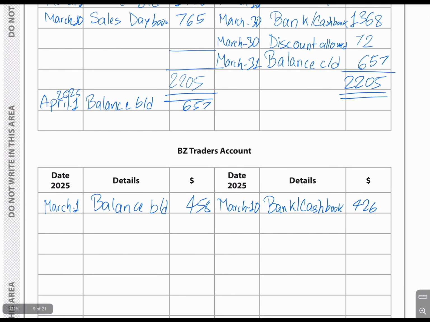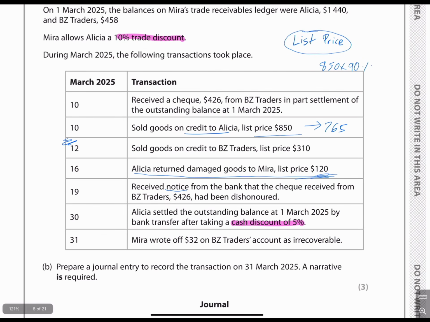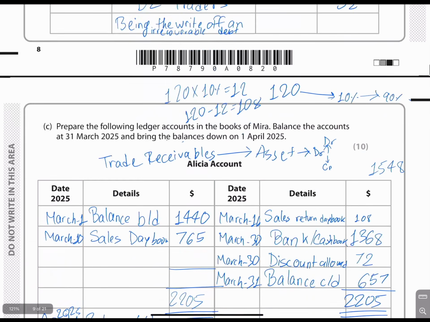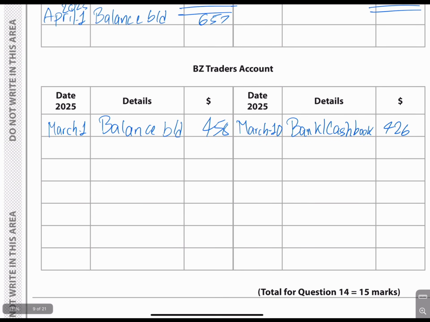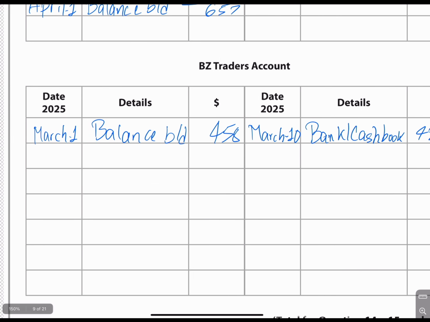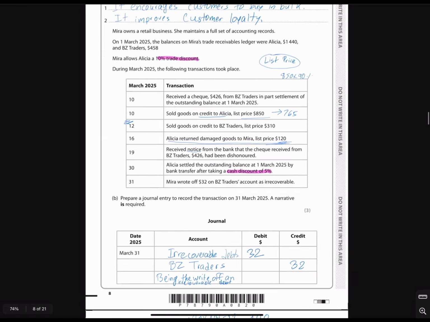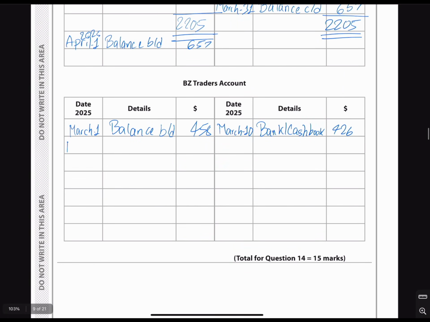So how do we do it? But before that, we also had one: sold goods on credit to BZ Traders, list price 310. We forgot to do this, so let's do it first, and we'll go to the dishonored check. Now, as BZ Traders is not offered any trade discount, we'll just write the list price here. So it was on March 12th, sales day book. It was 310. Now let's jump to the dishonored check.